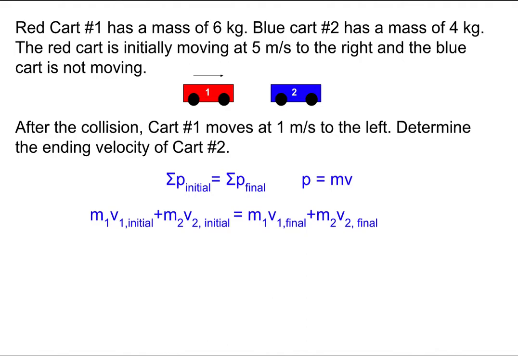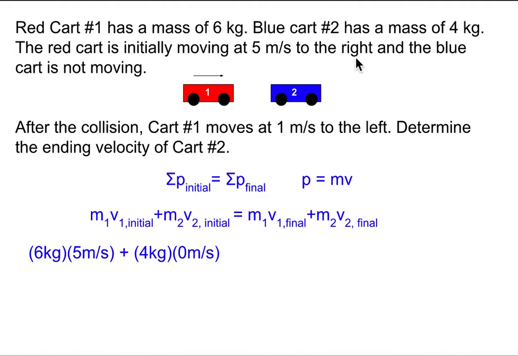Let's take a look at how the numbers look when we put them in. The blue car has a mass of 4 kilograms, but it's not moving, and so initially it has a v of 0. I wouldn't even have had to put that term in there at all if I didn't want to. But the red car has a mass of 6 kilograms, moving at 5 meters per second to the right. So we're going to let to the right be positive, like we often do, and work from there.